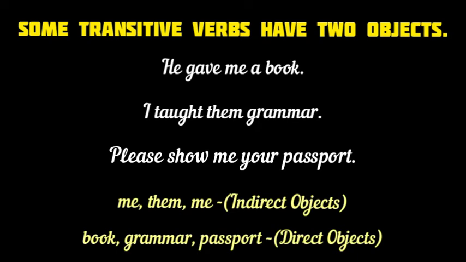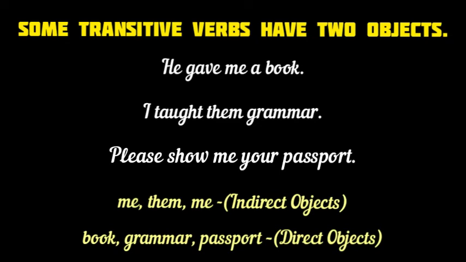We all know that some transitive verbs have two objects in the sentence. For example, he gave me a book. Here, me and book are the two objects of the transitive verb gave. In the second example, them and grammar are the two objects of the transitive verb taught. And in the third, me and your passport are the two objects of the transitive verb sew.